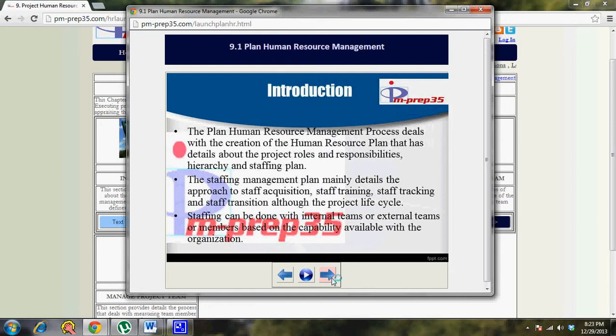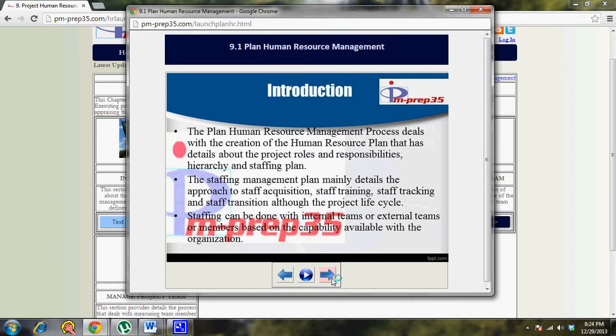The human resource plan also has the staffing management plan. The difference between the human resource plan and the staffing plan is that the human resource plan has more to do with defining the roles and responsibilities and the organization breakdown structure. It has more to do with how the resources are linked to the organization as such, and with what roles and responsibilities you would define so that you can recruit those resources from external sources.